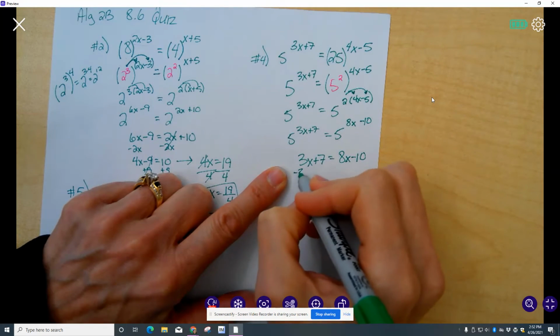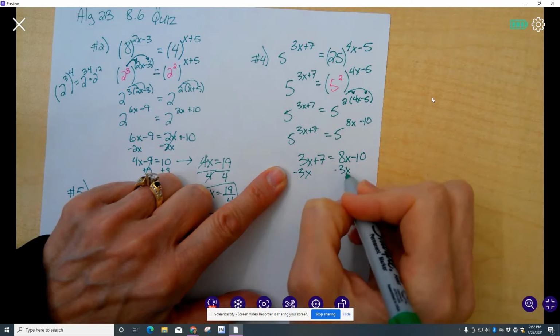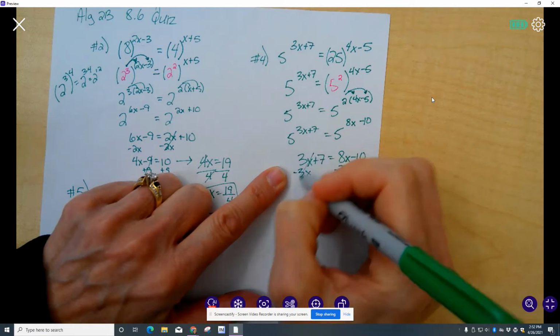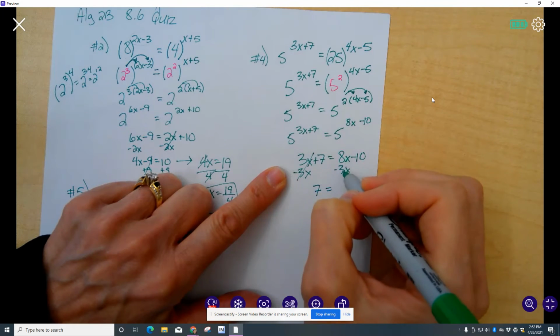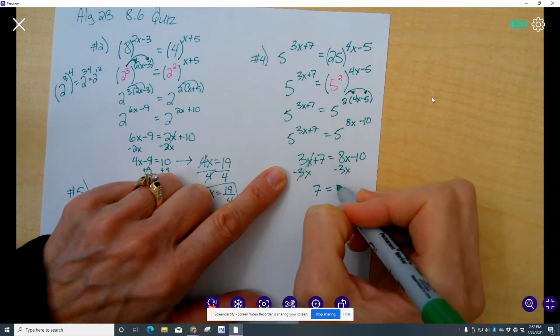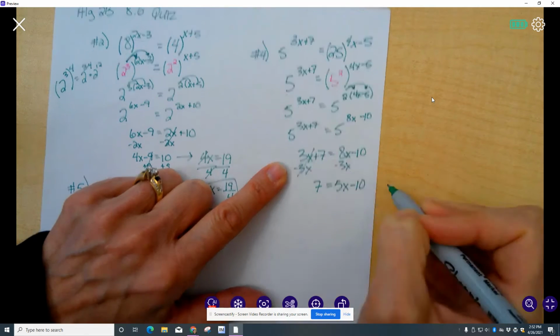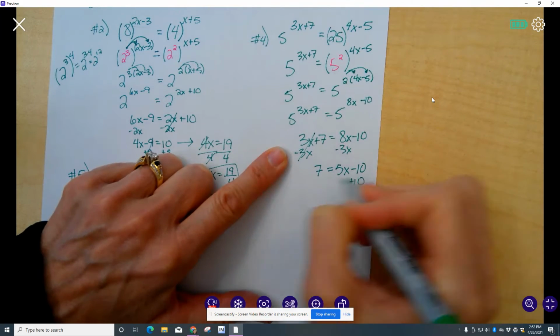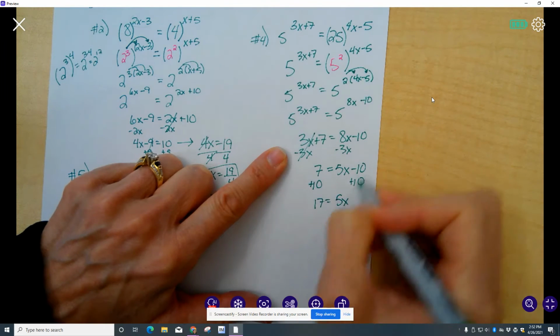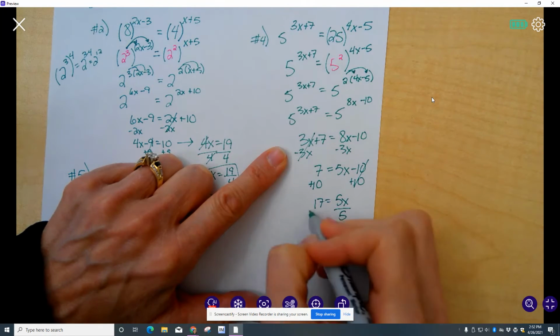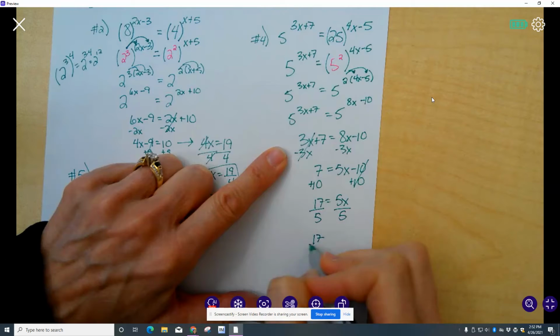So I'm going to subtract 3x from both sides because I don't want a negative. So this is going to get me 7 on the left. 8x minus 3x is 5x minus 10. Add 10 to both sides. 17 equals 5x. Divide by 5. 17 over 5 equals x.